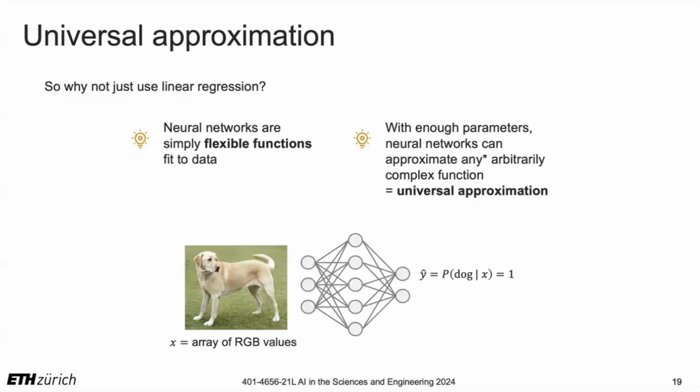So what does that mean? Neural networks are simply flexible functions that fit to data. But what's special about them, and what's different to, say, polynomial or linear regression, is that with enough parameters, and I'm saying this in a very imprecise way, but this can be much more formalized using mathematical theory, neural networks can approximate any arbitrarily complex function. This is the universal approximation property of networks. This is really great, and it's what makes deep learning so powerful, and what makes deep learning applicable to all these different tasks that it's been applied to today.